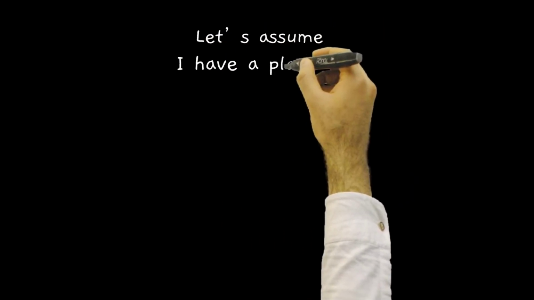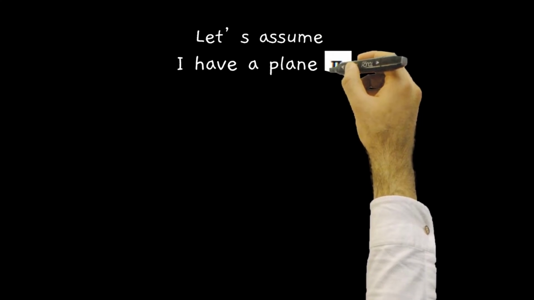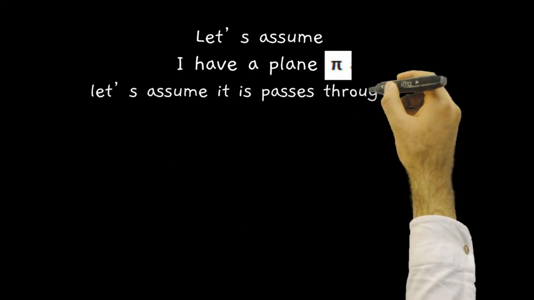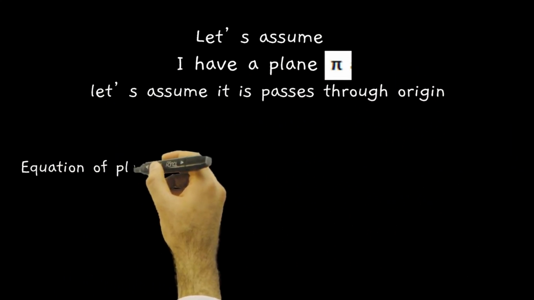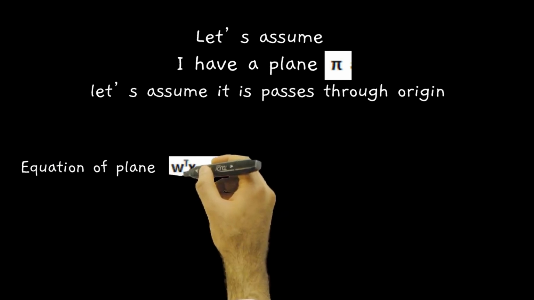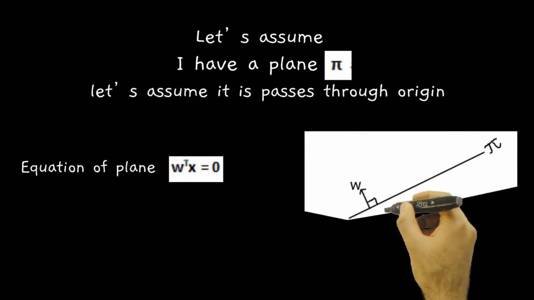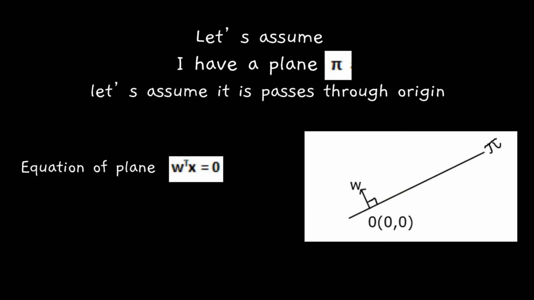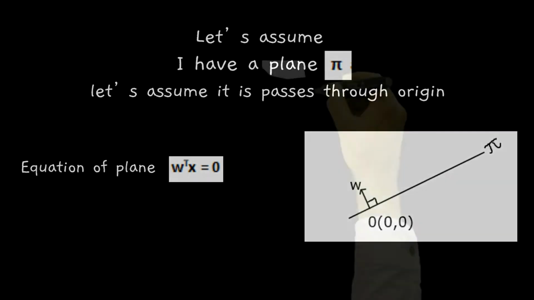Let's assume I have a plane pi and let's assume it passes through the origin. We know that the equation of a plane passing through the origin can be written as W transpose x is equal to 0. It means your vector W is perpendicular to this plane. We have seen this in the previous video. If you have not watched that video, then please watch it. The link has been provided in the description.